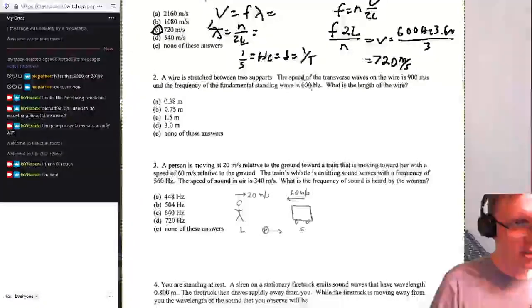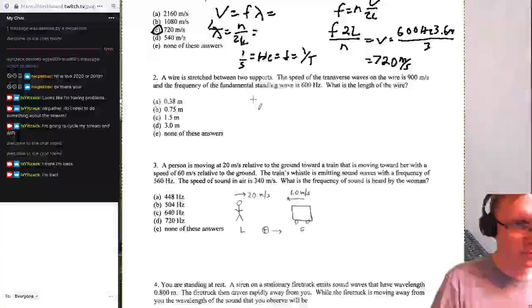A wire is stretched between two supports. The speed of the transverse wave in the wire is 900 meters per second. The frequency of the fundamental is 600 hertz. What is the length of the wire? Fundamental, transverse, stretched between, yep. It goes back to this one here. n is now equal to 1.